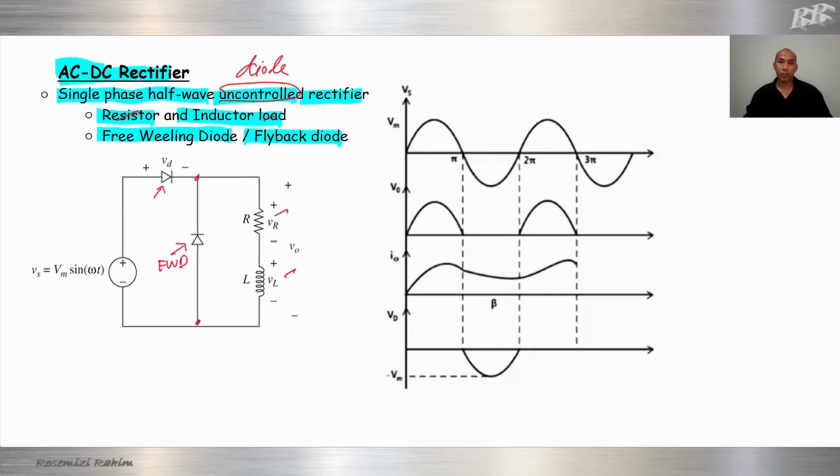To analyze our waveform, we divide it into a few parts. The first part is during the positive cycle. The second part is during the negative cycle. The first part is during the positive cycle, which is from 0 to pi. From 0 to pi, what happens is the positive cycle here.